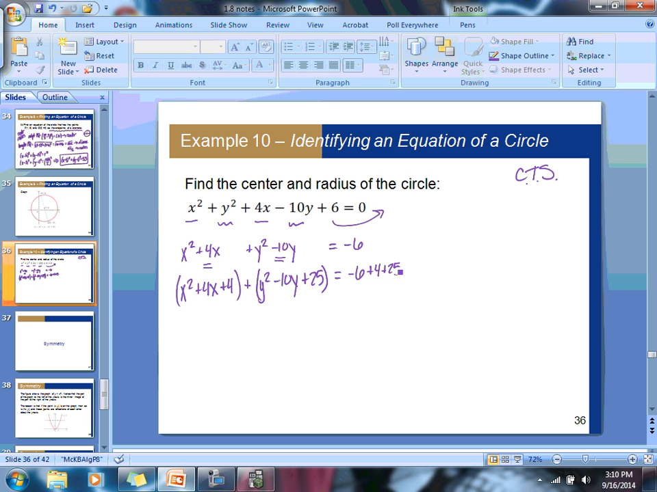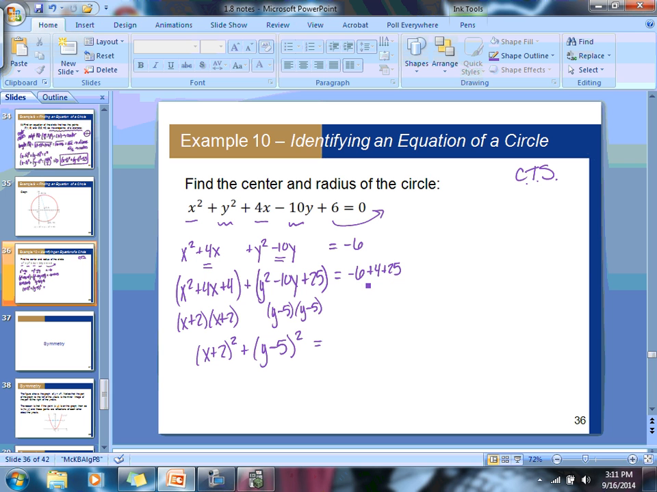Okay, now I get to factor. So the factors of 4 that get me to 4 are going to be 2 and 2, x plus 2 and x plus 2. And we need to recognize that we can shortcut that and write it as x plus 2 squared. We definitely want to do that here because that's what the equation of a circle looks like. And then my factors of 25 that are going to get me to negative 10 are going to be y minus 5 and y minus 5. So that's going to be y minus 5 squared. Do you see the shape of the standard equation for a circle taking shape?